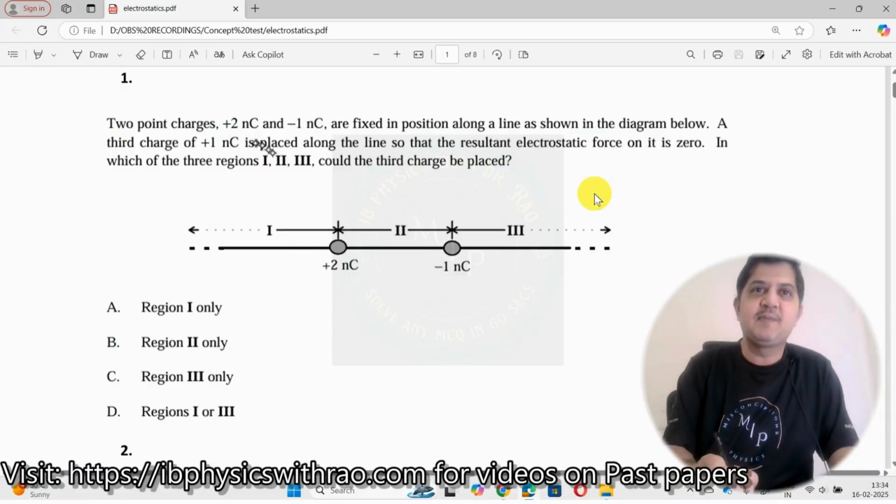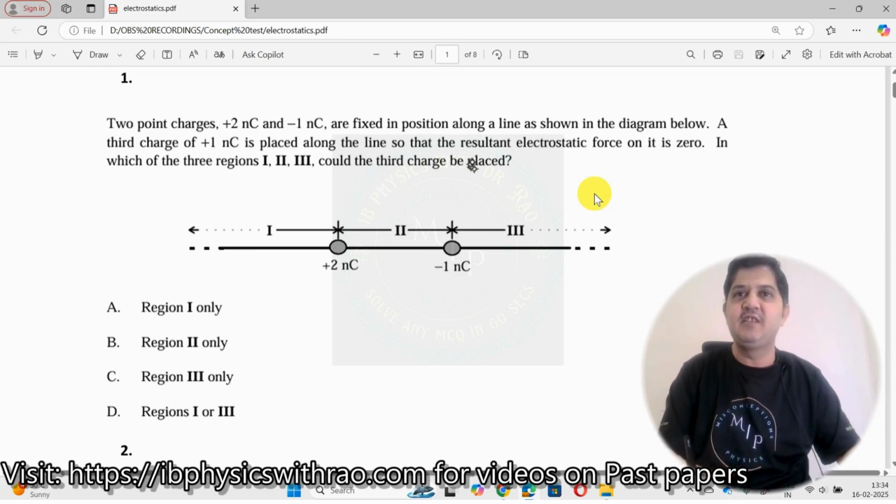Two point charges, plus 2 nanocoulomb and minus 1 nanocoulomb, are present over here. A third charge of plus 1 nanocoulomb is placed along the line so that the resultant electrostatic force on it is 0. In which of the regions 1, 2 and 3 should the charge be placed? You need to put one charge somewhere so that the resultant electrostatic force is 0.